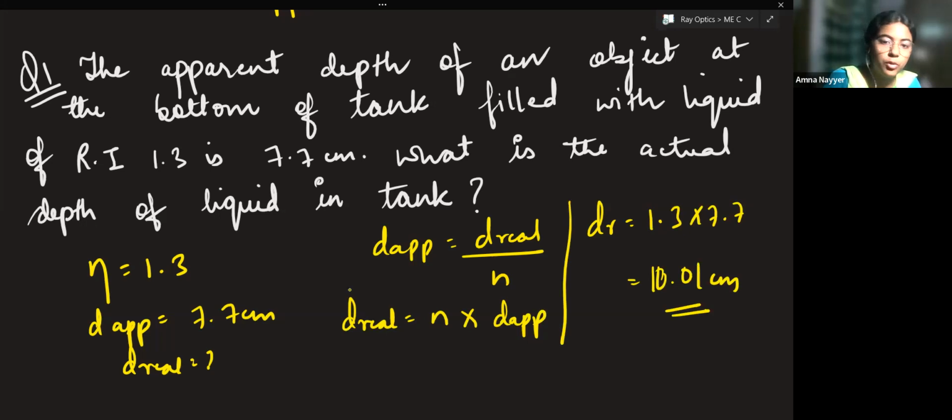Fine, easy. 10.01, Sara, no? Okay, then this will be the answer. Note this down. Then we'll do one more question based on shift, then we'll move on to total internal reflection.